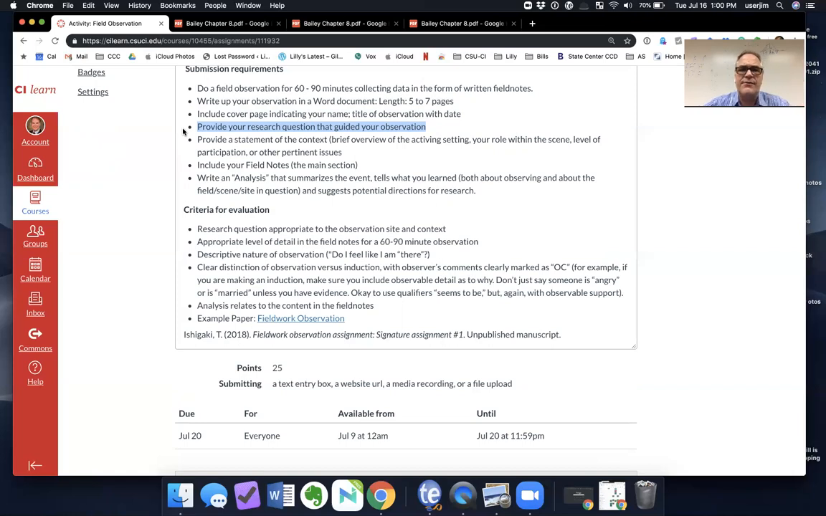If you're observing lunchtime in a food court, your research question could be, how do people behave during lunchtime at a food court? It could be as vague and broad and general as that. Again, we're not trying to prove anything here. It's more about the technique and not the actual findings of the research.